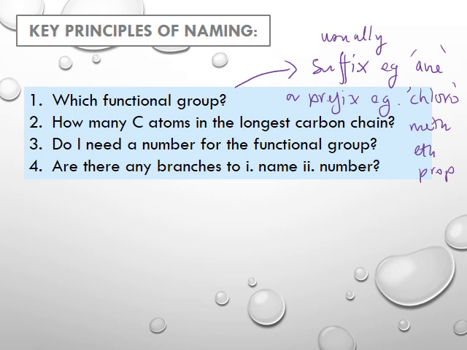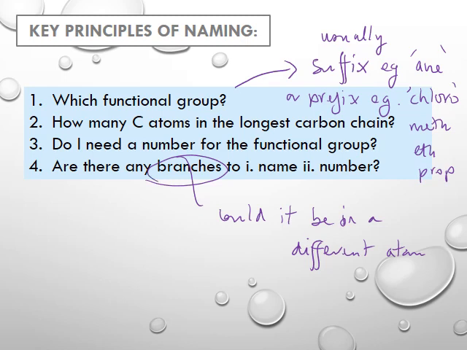Do I need a number for the functional group? So that will be, could it be in a different position? So with the double bonds, often the answer is yes. Yes, it could. And the same with the halogen atoms. They can often be on different carbons, on a different atom, different position.